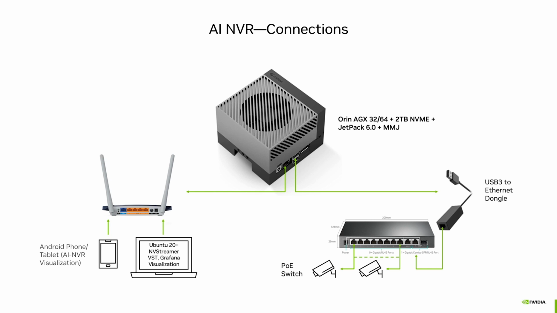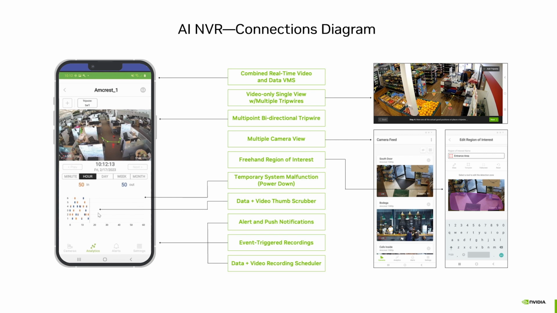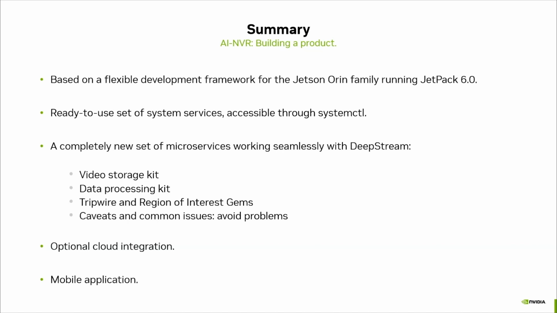RJ45 socket must be connected directly to internet source. USB to Ethernet dongle is required for downstream network connectivity. Container will not start unless a network switch is connected downstream as well. Hardware aside, you will have occasion to use Android app as well. Please make sure that the Wi-Fi is on the same subnet as the Orin AGX DevKit. AI NVR comprises video storage kit, data processing kit, instructions to create tripwires and regions of interest.